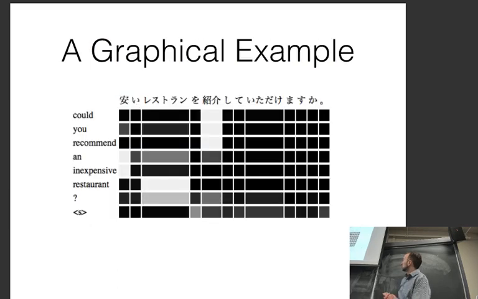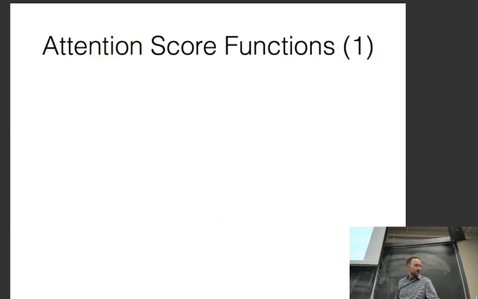An aside, sometimes people make black be no attention and white attention. Sometimes people make white no attention and black attention or whatever else. So you can see this both ways. In this case, black is low attention, obviously. So there's a bunch of attention score functions.